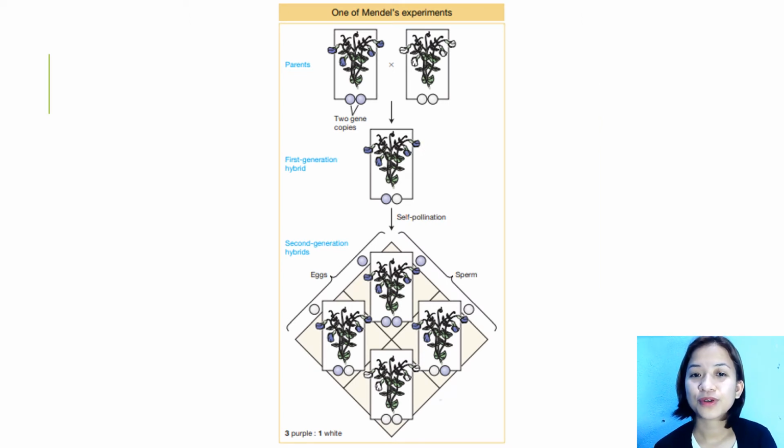The diagram shows one of Mendel's experiments wherein the parents have 2 gene copies. One parent has the purple-colored flower and the other one has a white-colored flower. After cross-pollination, it produced the first-generation hybrid in which the gene is composed of the combination of purple and white-colored gene. After self-pollination, it produced the offspring, the second-generation hybrids, which Mendel concluded that there is 3:1 ratio, 3 purple and 1 white-colored flower.